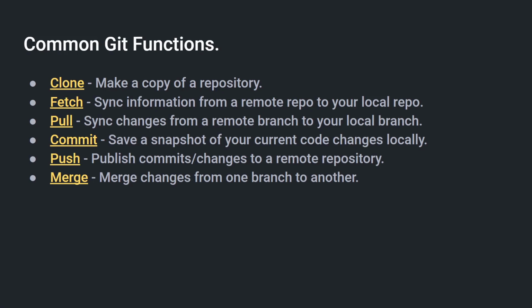And then commit. Commit, once again, is saving a snapshot of your current code changes locally, and that'd be saved on a branch. And then we have push, which, after you commit, you're going to want to publish the changes to your remote repository, which is called a push. And that is uploading the changes to the remote repository. And finally, we have merge, which is merging changes from one branch to another.